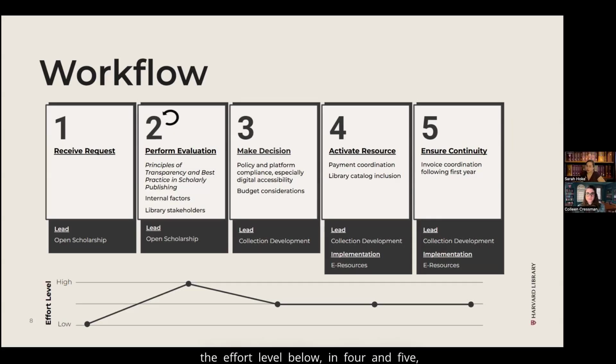And just looking at the effort level below, in 4 and 5, these are marked as medium effort, mostly because it requires 2 staff people to keep track of those items. They are not necessarily a particularly heavy lift, but it takes time to coordinate and sometimes operates outside our more standard workflows, meaning the individual effort to keep track of it is higher.